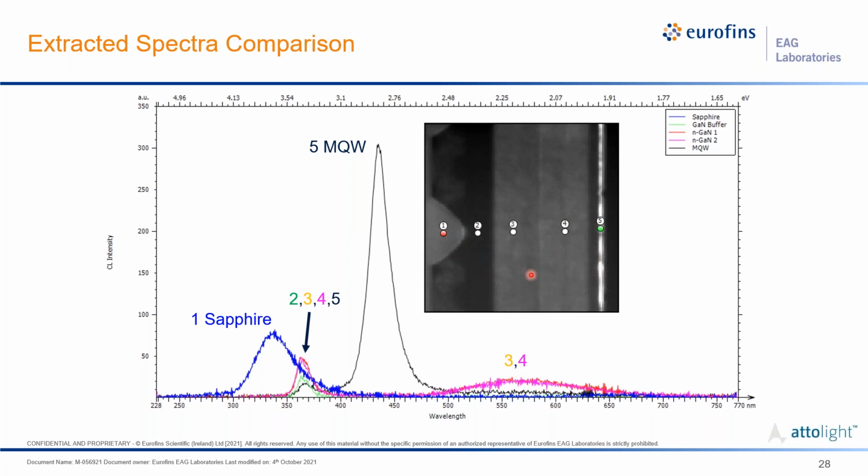But if we take our panchromatic map here, which is showing all the wavelengths, so all the intensities over all the wavelengths summed together in one map, we can extract specific spectra from locations within the map. Here at point 1 in our sapphire, we get characteristic emission down around 335 or so. Then in the different GaN layers, we get a variety of different emissions. The multi-quantum well is up here around 440, which is what we expect for a blue LED. And then we see some evidence of yellow emission at points 3 and 4 in these specific GaN buffer layers.